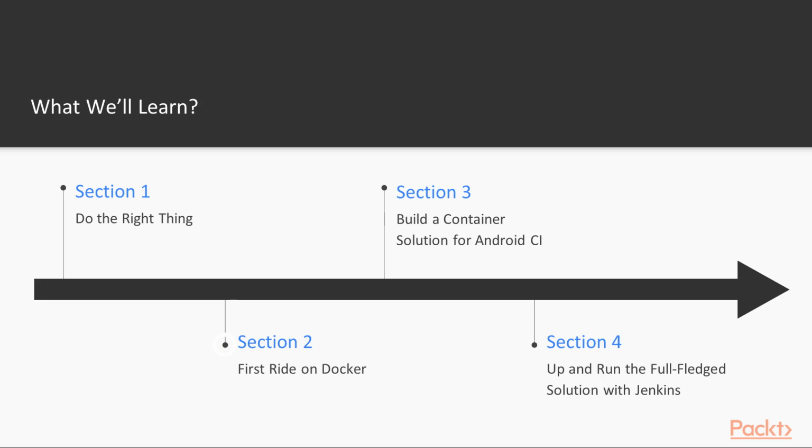Then in section 2, we will deep dive into Docker knowledge and best practices to help you master Docker from zero to hero. Afterwards, in section 3, we will apply our learning to assemble the Android build environment piece by piece and construct a complete solution. Finally, in section 4, we're going to configure Jenkins to work with our Android's SDK container in order to build a fast and stable CI system.